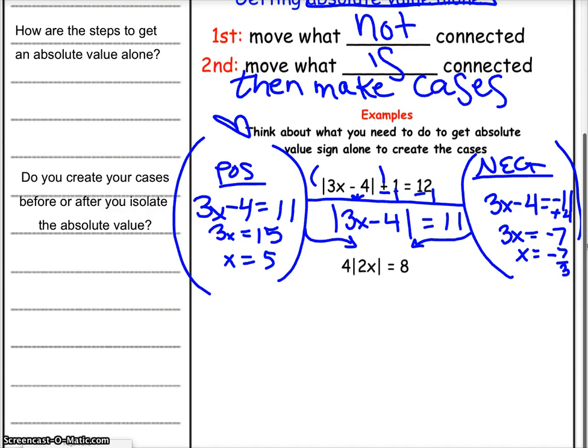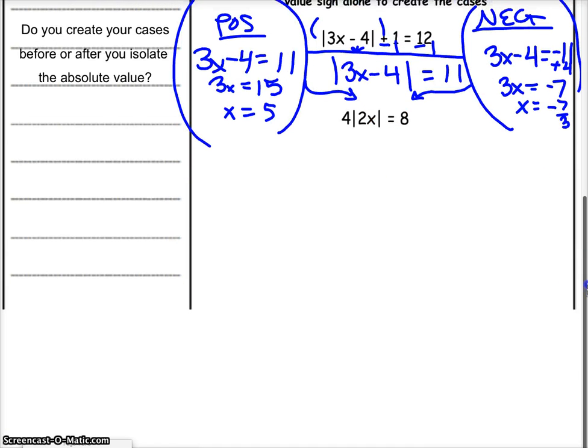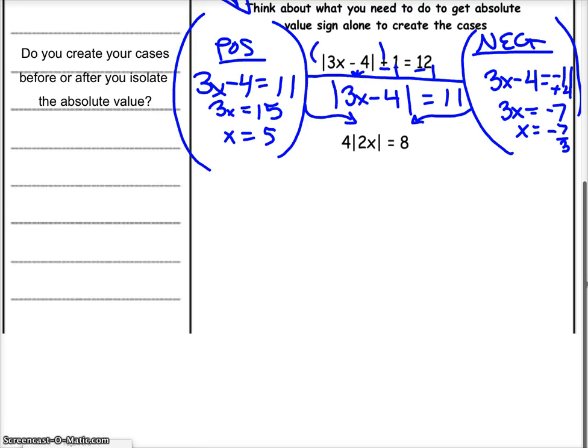Okay, 4 times the absolute value of 2x equals 8. What do I need to move? Tell somebody next to you. Heard it. Isabel, what do you think I need to move? The 4. Yep, because the absolute value sign isn't alone. It's by this 4. So I need to move that 4.